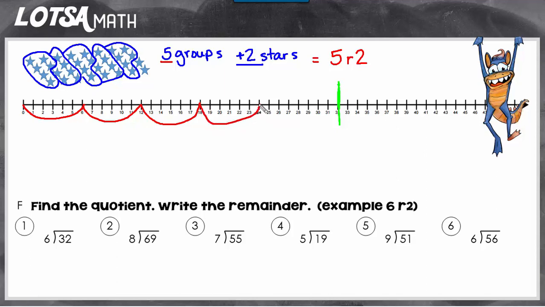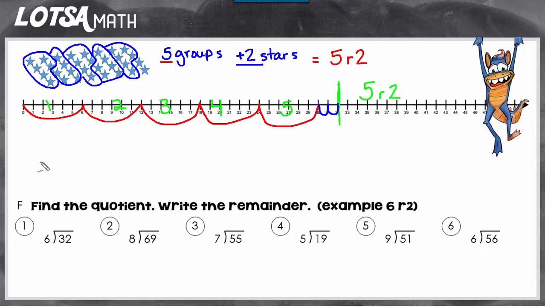So I'm going to keep going in my groups until I get to 32. My next group of 6 would land on 24. My next group of 6 would land on 30. And if you'll see, I can't do another hop of 6. I can only do 2 more spaces before I get to 32. So I was able to make 1, 2, 3, 4, 5 complete hops of 6, but then I have 2 little hops left, 2 individual. So we end up with the same answer, 5, remainder 2.